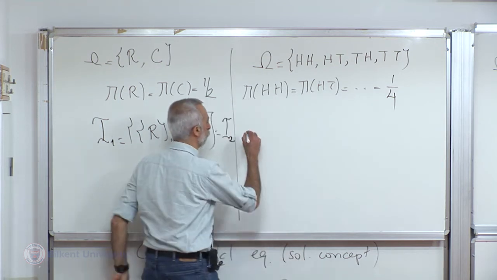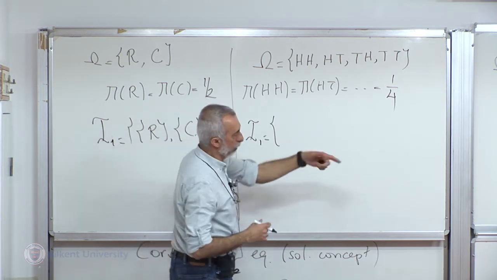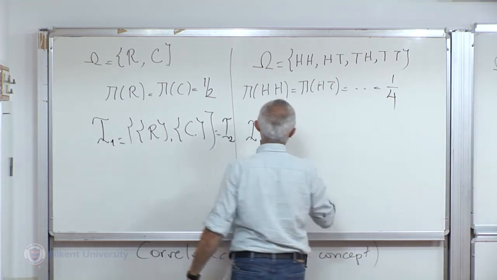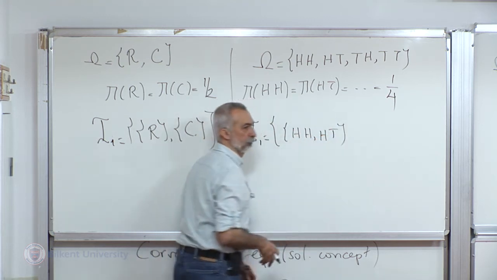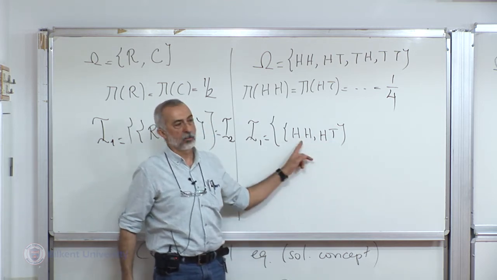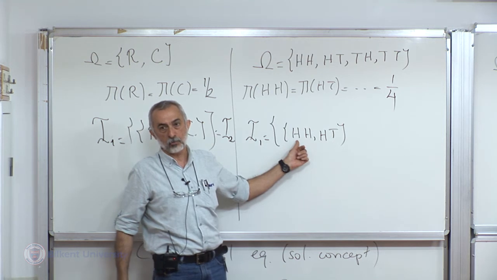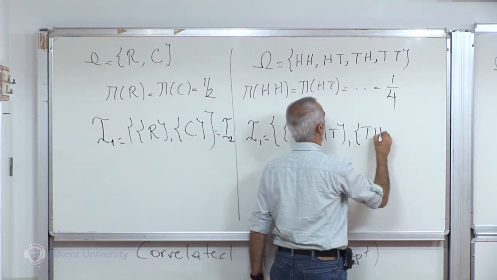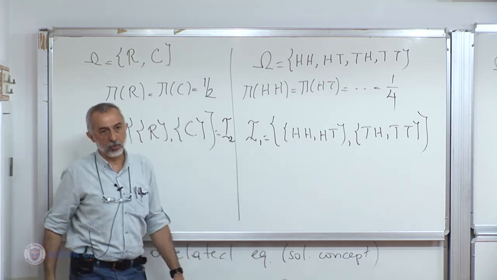So player one's information partition would be, again, a set of subsets. It's a collection, a class, a set of subsets of omega. So the first one consists of HH, HT, which represents the situation that he cannot tell whether the outcome is HH or HT when he's told that the first toss resulted with a head. And the second set is TH, TT. That's the information partition of player one.